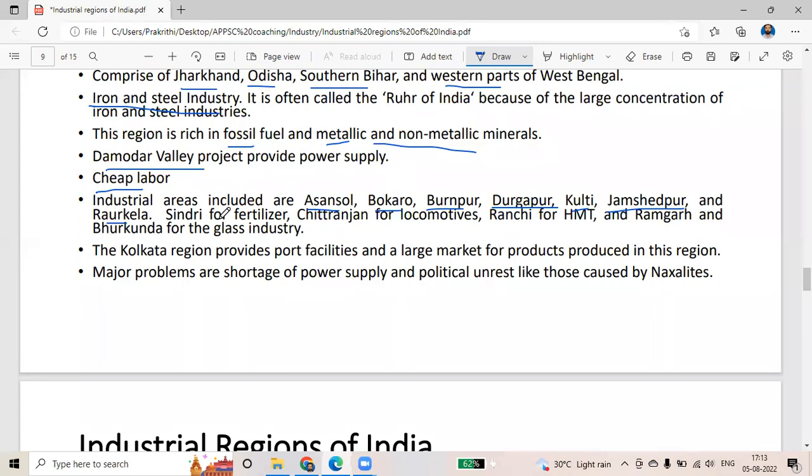And Sindri for fertilizers, Chitraranjan for locomotives, Ranchi for HMT, then Ramgarh and Burgunda for the glass industry. So there are many industries here: fertilizers, locomotives, glass industries, and many more also located here.